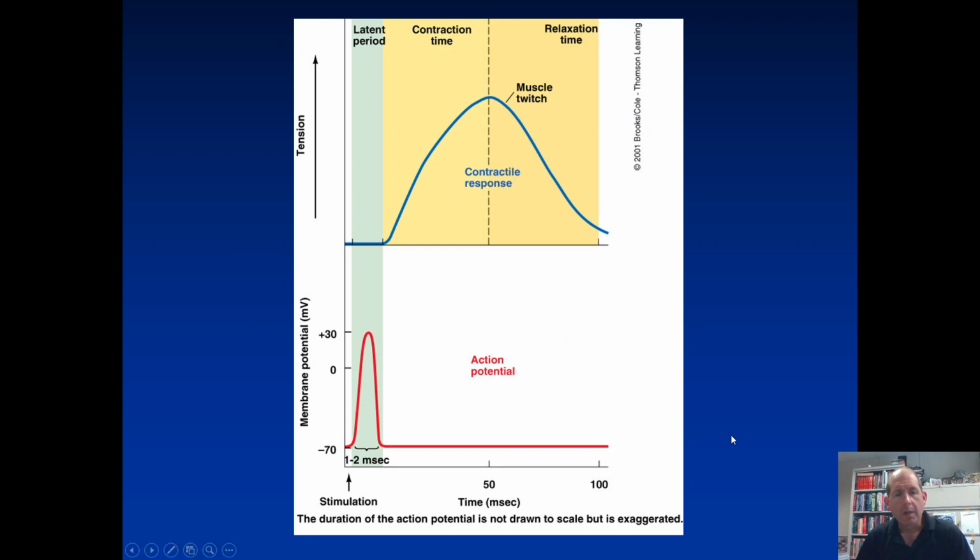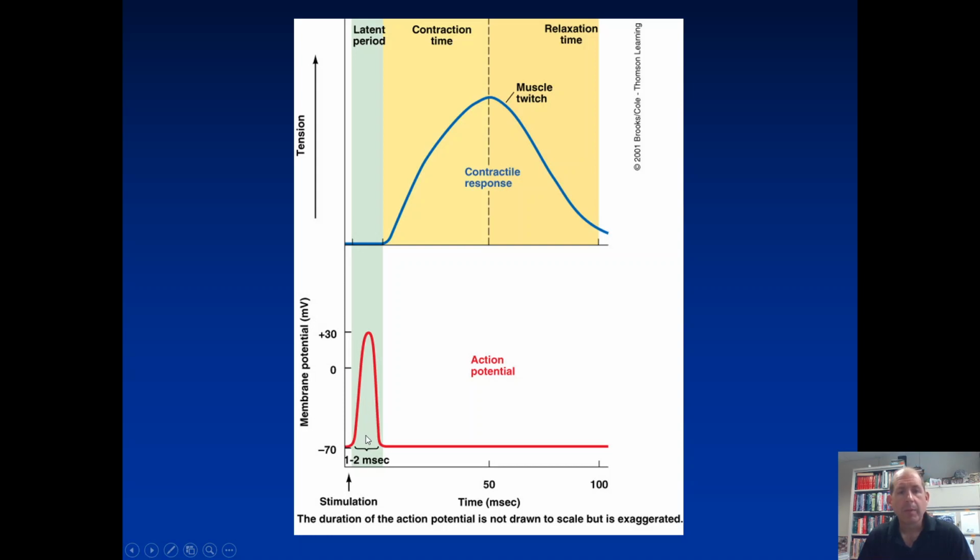If we were to look at an individual twitch, which is the contractile response to a single stimulus, you would see it has three principal phases. The time from the initiation of the stimulus to the beginning of the buildup of tension we call the latent period. During this time, we would have the action potential in the skeletal muscle.